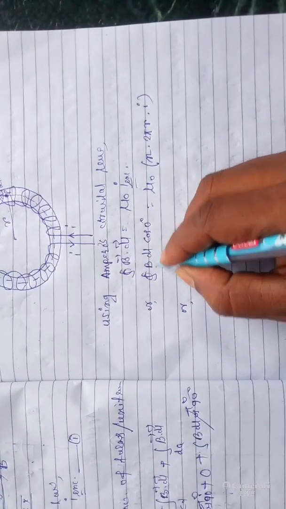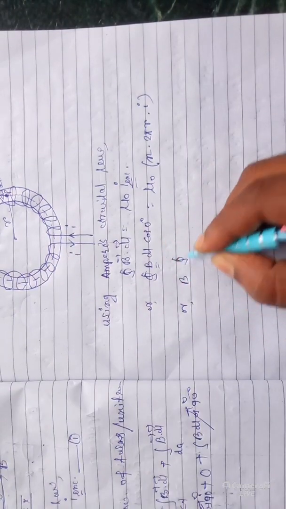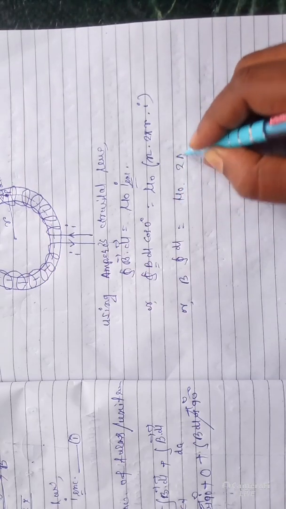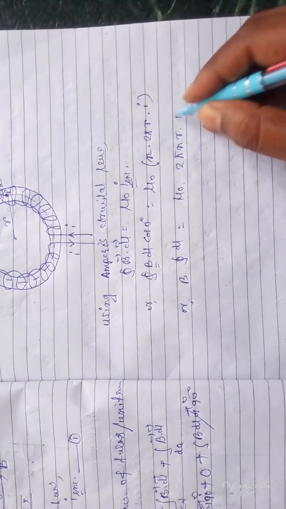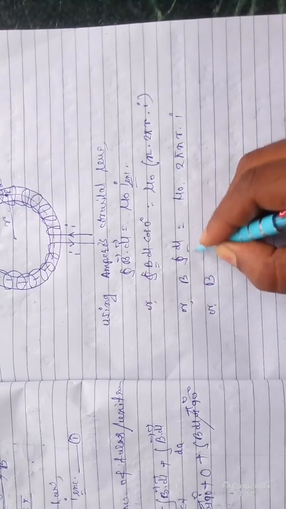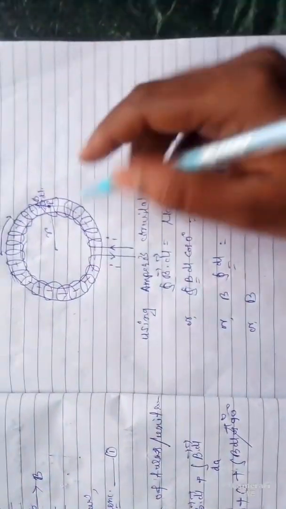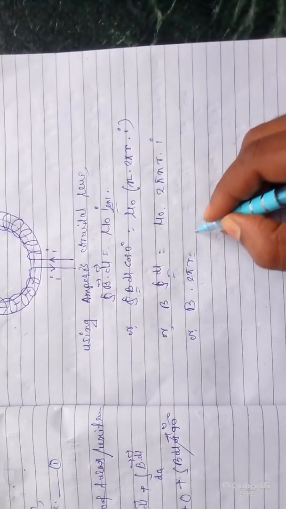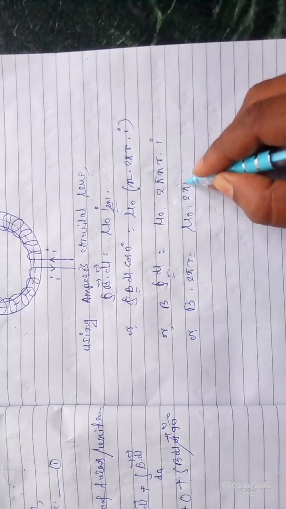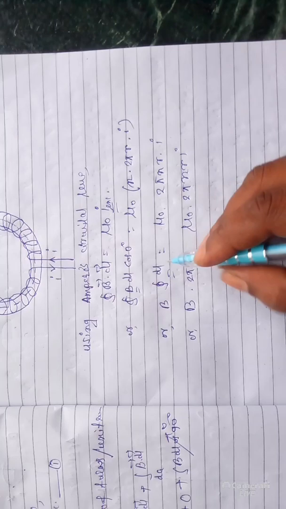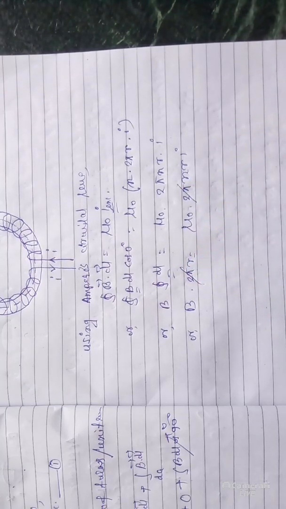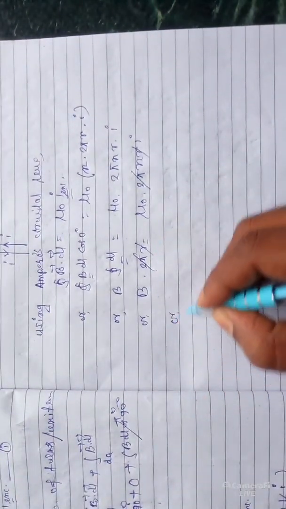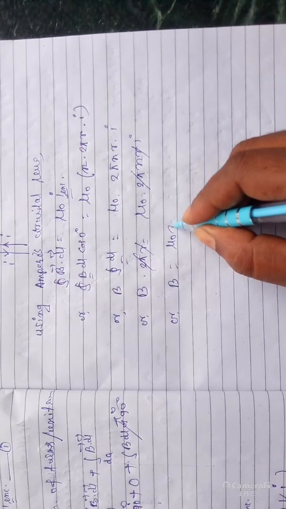Here B is a constant quantity, take it outside the closed integral. Closed integral B dl is equal to mu naught into twice pi n r into I, where the integral of dl is the total line integral of this path. What is dl? Twice pi r. So B into twice pi r is equal to mu naught into twice pi n r I. Twice pi cancels, small r cancels, which means it doesn't depend on r, or B is equal to mu naught n I.